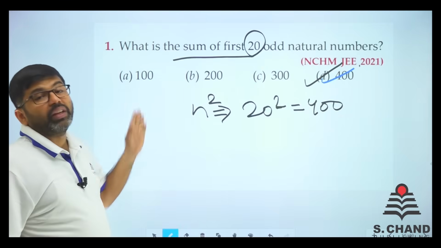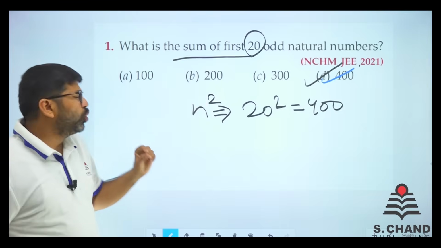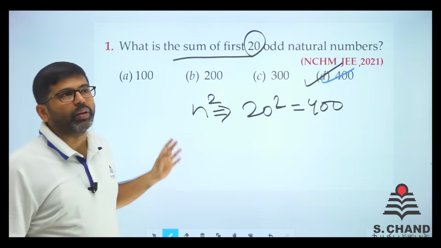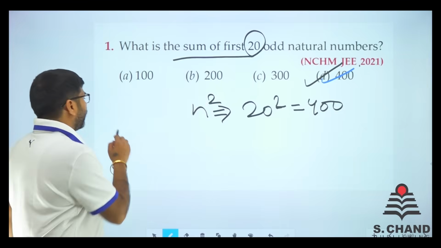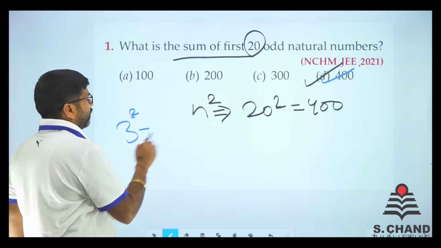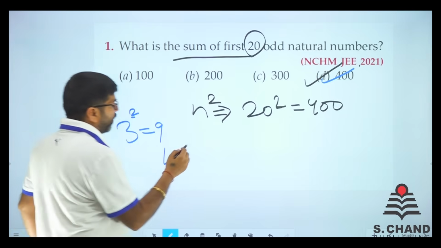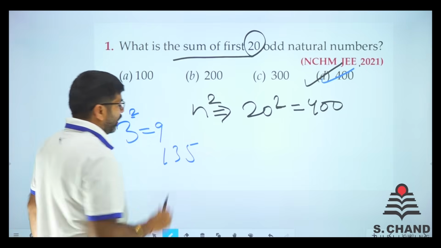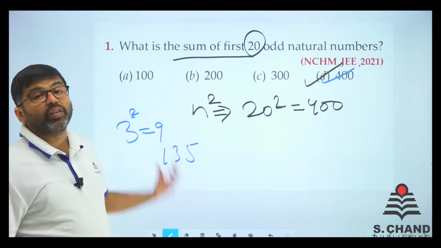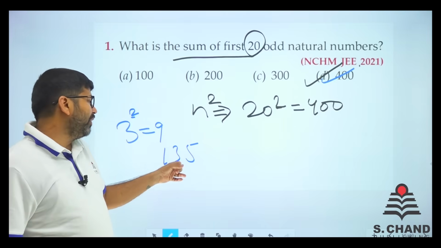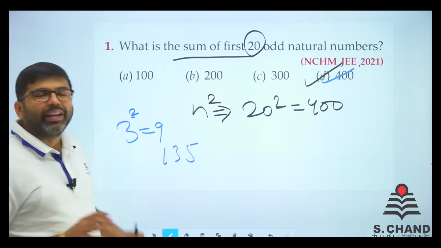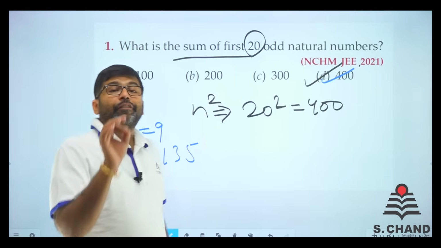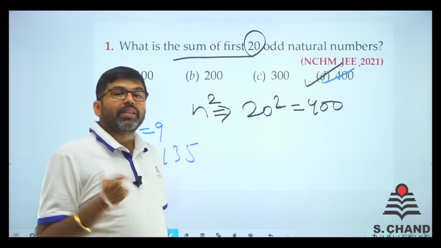1, then 3, then 5, then 7. You can try it any day. Say for example, the first 3 odd numbers: the sum is 3 square, that is 9. And you know it very well, 1, 3, 5 are the first 3 odd numbers. Add them: 5 and 3 is 8, and 1 is 9. So directly you can apply the formula. The sum of the first n odd numbers will be n square.